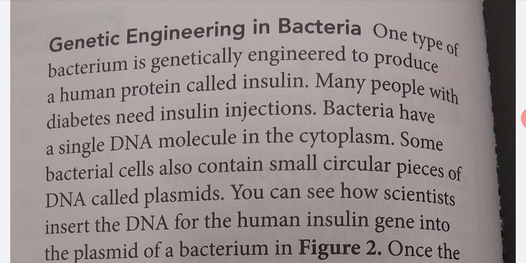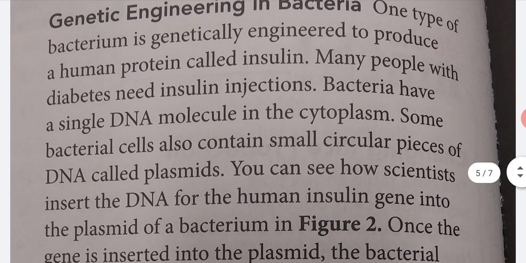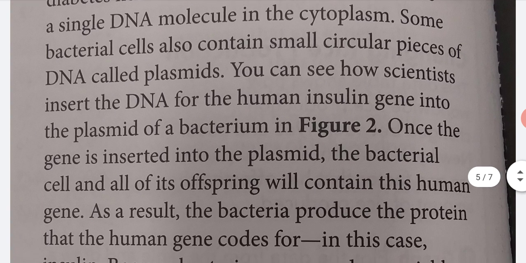Genetic engineering in bacteria. One type of bacterium is genetically engineered to produce a human protein called insulin. Many people with diabetes need insulin injections. Bacteria have a single DNA molecule in the cytoplasm. Some bacterial cells also contain small circular pieces of DNA called plasmids.